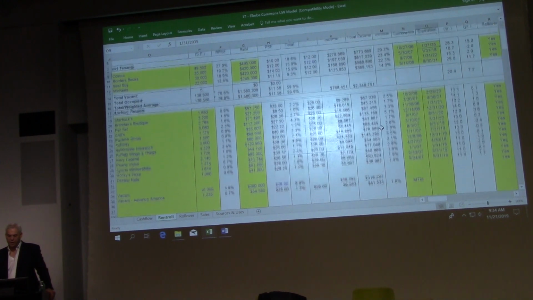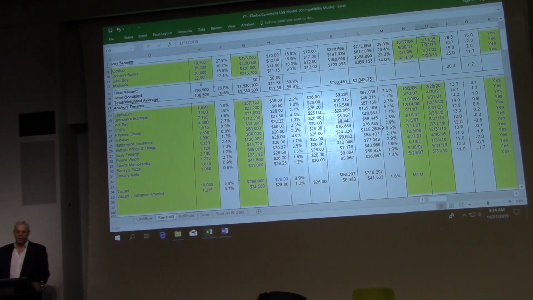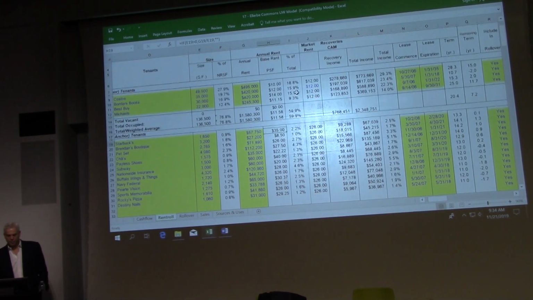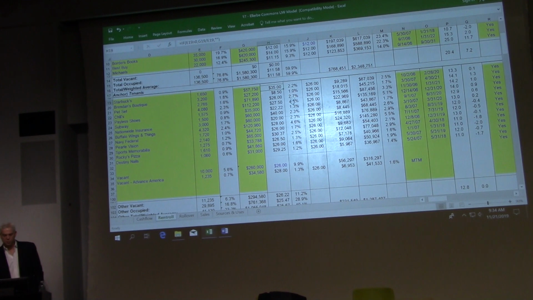And then I go and look at the inline. It's a mix of nationals and a mix of locals, which is very common. I'm looking at the rents for anomalies. I think I'm in the wrong column. This is what they're actually paying, this is market rent. And Starbucks is overpaying, the boutique is underpaying.